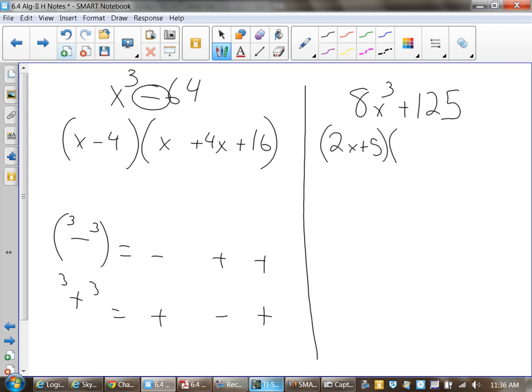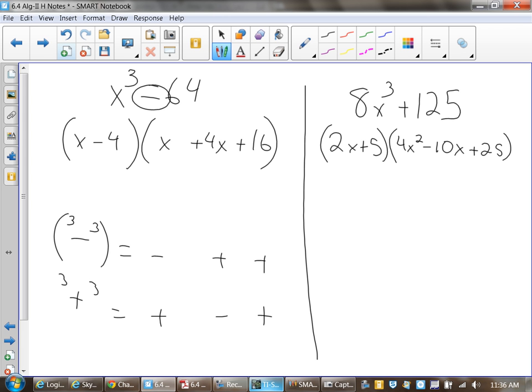When you go to your A term, now it is 2x. So when you square 2x, you have to square the 2 and the x. So you get 4x squared. 2 times 5 is how much? 10. There you get that. Okay.